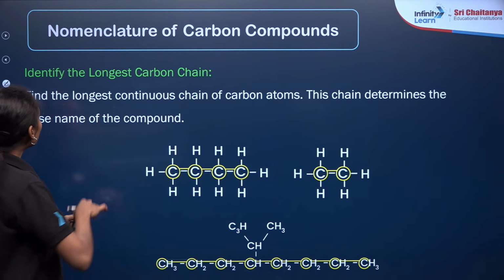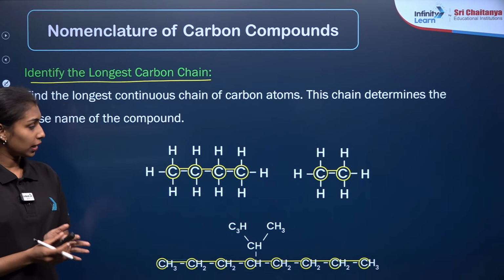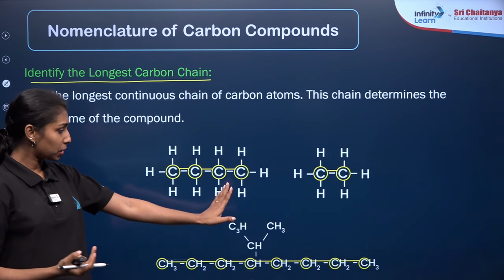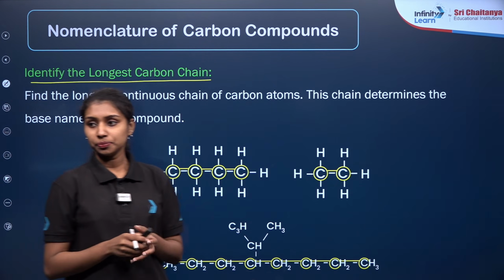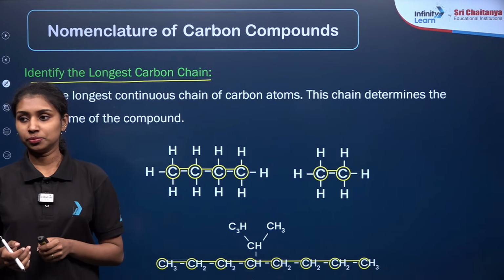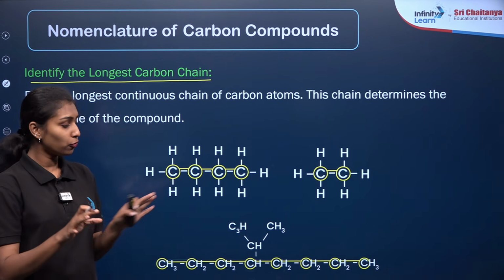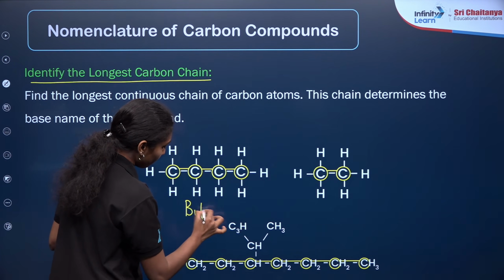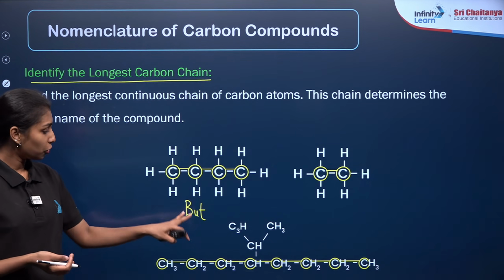As we already know, the first step is to identify the longest carbon chain. Here you can see examples to find the longest carbon chain. I'm just repeating here. What will be the word root of this carbon compound? This is a 4 carbon compound, so the longest chain has 4 carbons. So the word root will be but.